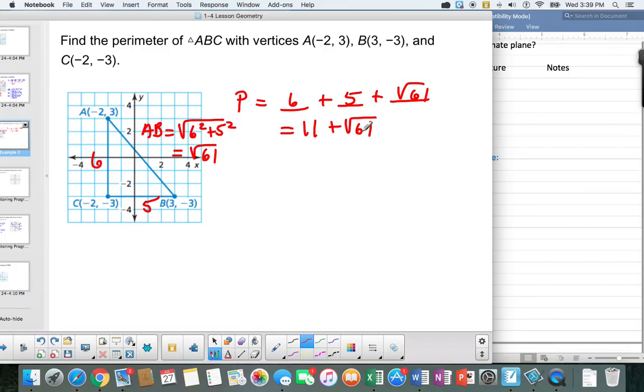Now you can't put these together, but you can approximate by putting root 61 in your calculator. And if you do that and round to the nearest tenth, the answer is about 18.8.